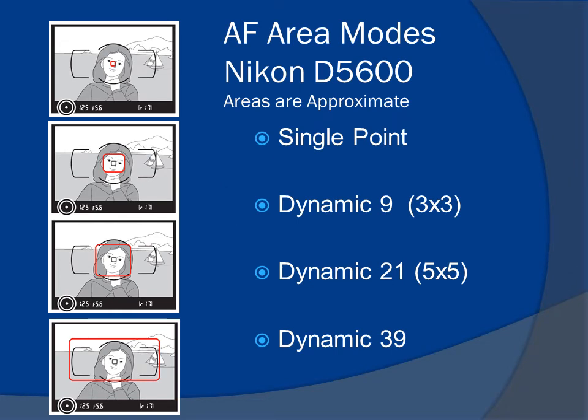AF area modes, Nikon D5600. Areas are approximate. Single point. That is the top picture, the red square on the girl's face.